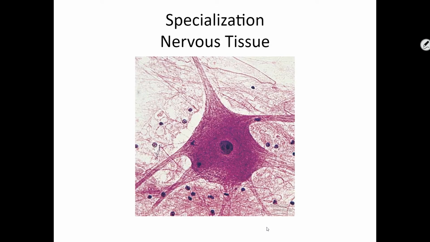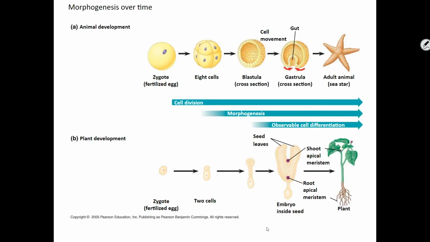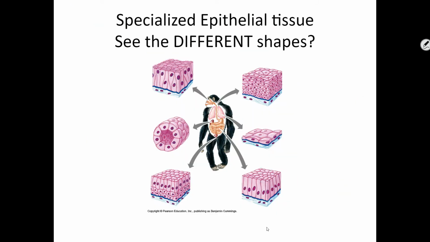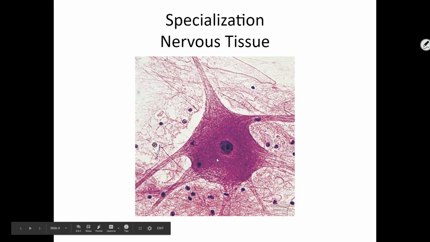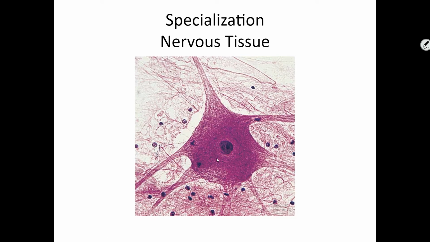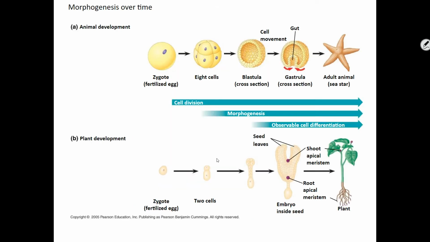Here's an example of a specialized cell. In the nervous system, of course, very specialized, looks so much different than the other cells. And you can go back here and look at the skin cells, how they're nice and flat and plain. This cell has a particular function, and it's that specialization, the turning on of certain genes and the turning off of others, that adds to that.